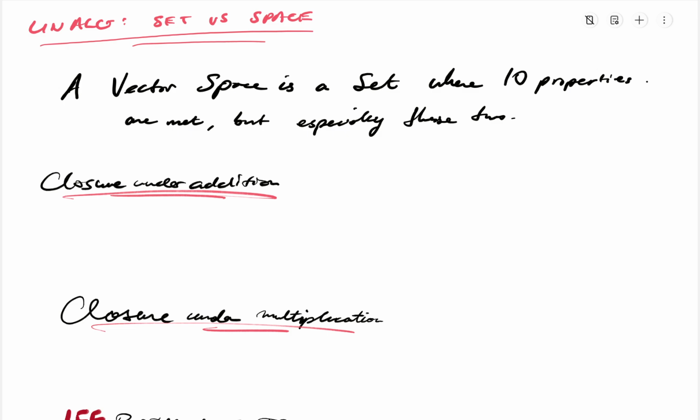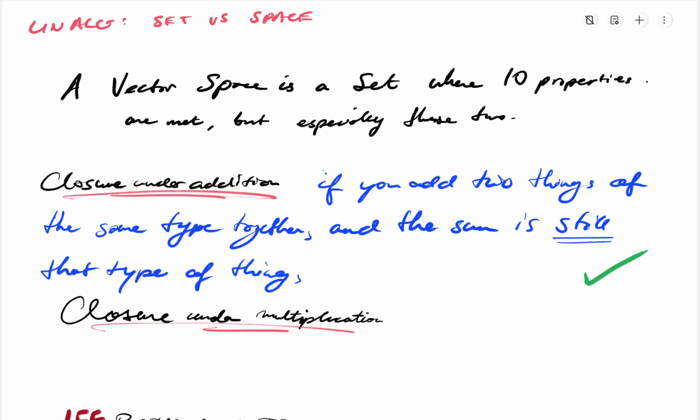All right, so now on to some linear algebra stuff. A vector space is a set of objects where 10 properties are met, but especially these two. So we have closure under addition and closure under multiplication. Most of the 10 rules, they're called axioms, can be encapsulated into these two. So if you add two things of the same type together and the sum is still the same type of thing, then it's closed under addition.